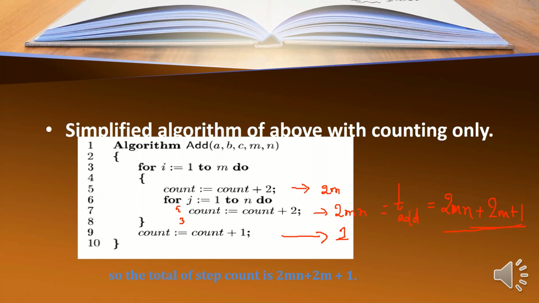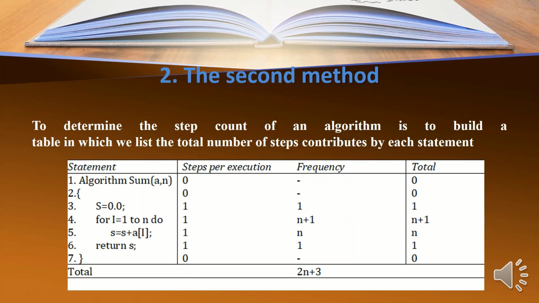This is about calculating the time complexity by introducing a count variable. Next, we'll see the second method to determine the step count of an algorithm, in a table manner. Let's check how we are going to find it. First of all, here I have written the algorithm. This algorithm is going to sum the array elements. This is a non-recursive one, and you need to have columns for statement, steps per execution, frequency and total.